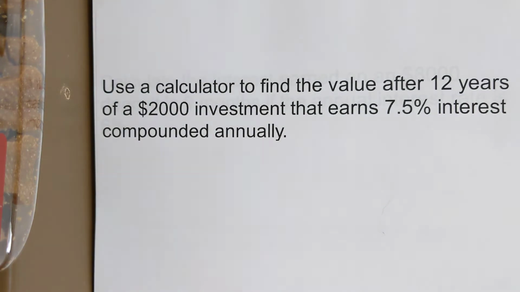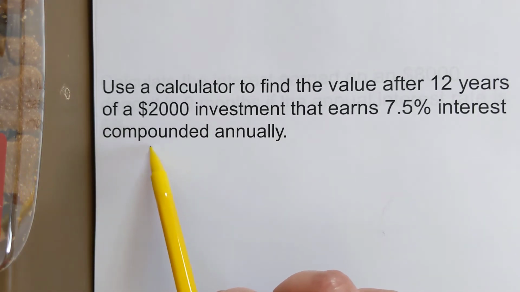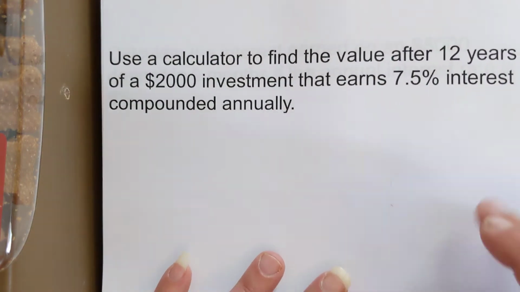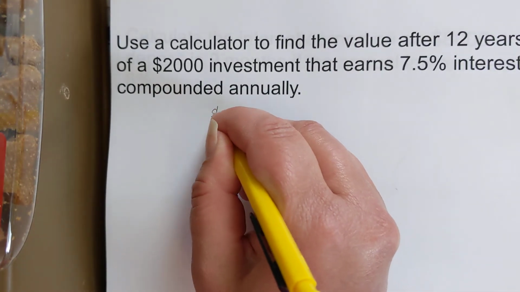So this problem says, use a calculator to find the value after 12 years of a $2,000 investment that earns 7.5% interest compounded annually. So we have compounded, so we know it's going to be compound interest. Okay, so how am I going to figure this out? Well, I'm going to start with my $2,000.